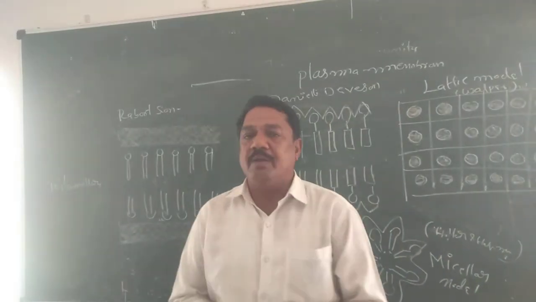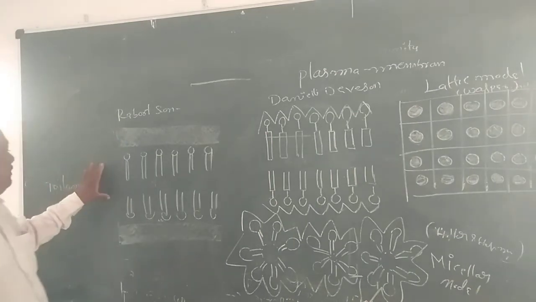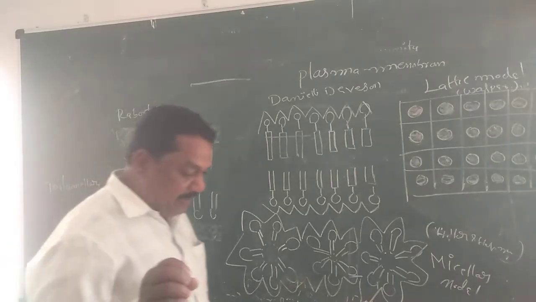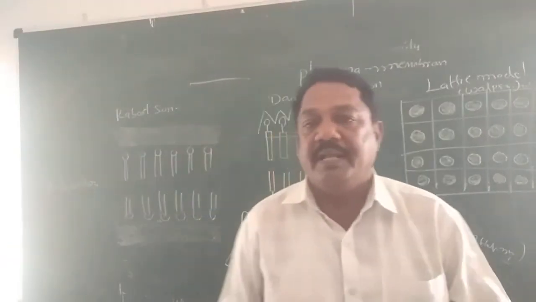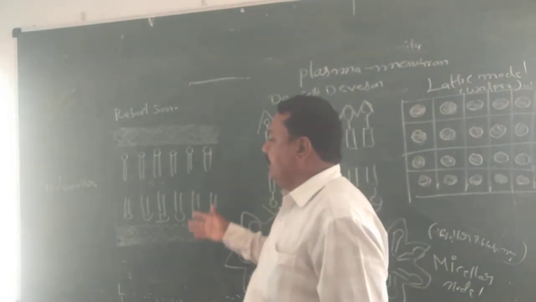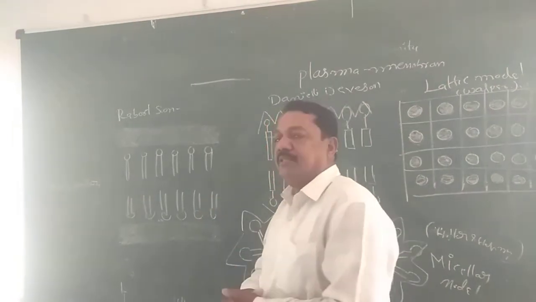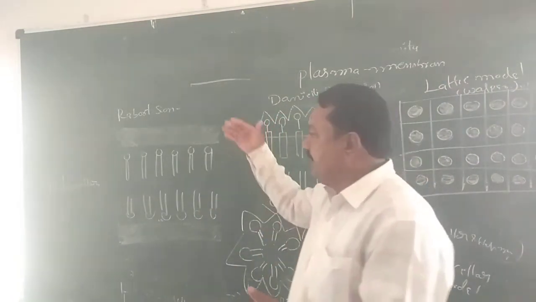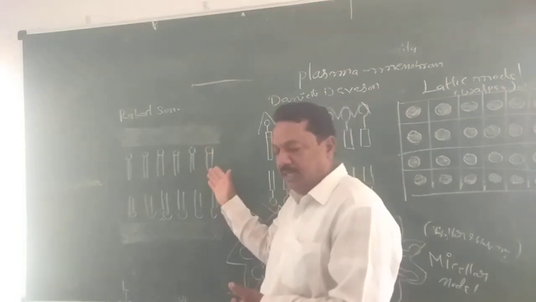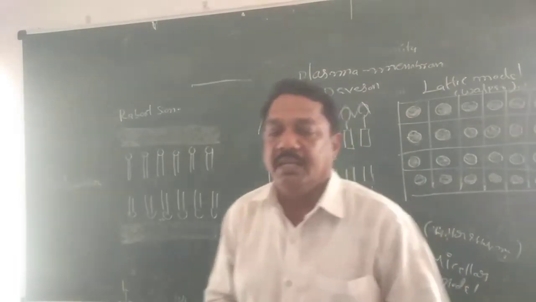Out of these five models, first is the model given by Robertson. The trilaminar theory is proposed by Robertson. According to Robertson, the plasma membrane is made of three layers. How many layers? Three layers. Out of these three layers, the outer layer and inner layer are protein in nature. The middle layer is lipid in nature. It means the outer protein layer, the middle lipid layer, and the inner protein layer. Two protein layers and one lipid layer are present.